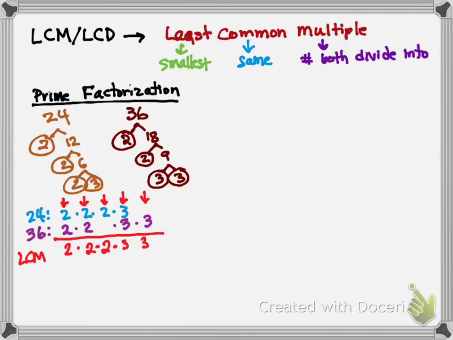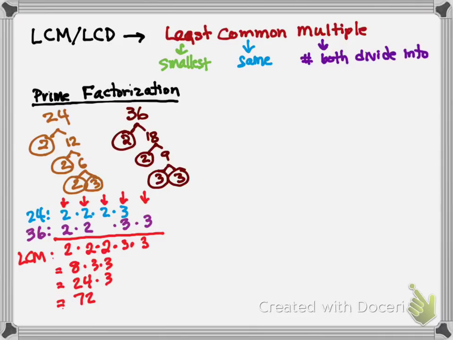And then I'm going to multiply them all together. So that gets a little bit trickier because it's more math. So let's see, I get 2 times 2 is 4. 4 times 2 is 8. And then I have times 3 times 3. 8 times 3 is 24. And then 24 times 3 gives me 72. So the very smallest number that 24 and 36 can divide into evenly is the number 72.